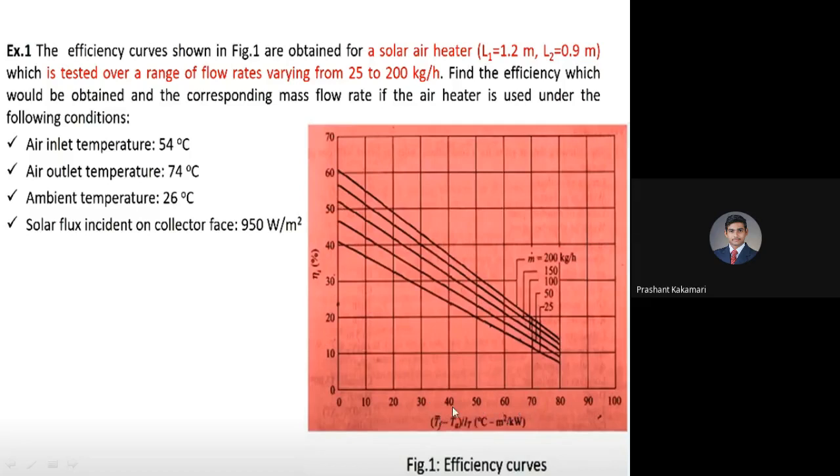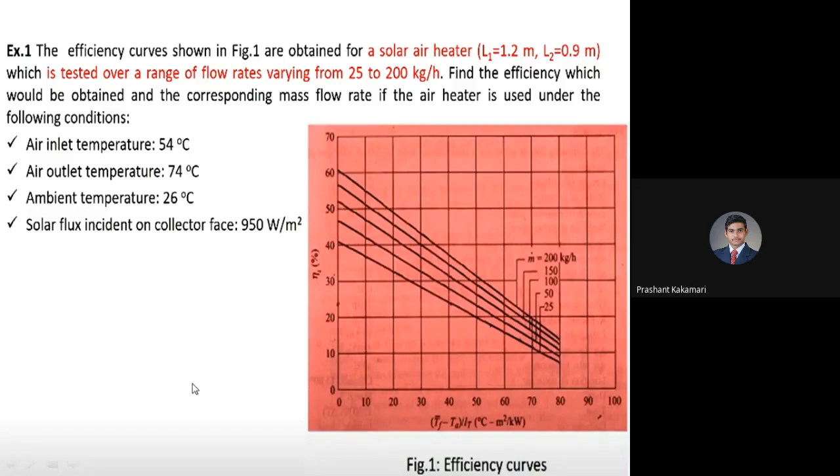So for a given value of this ratio, say for example, you may find out for 30 or 50 in between, or 40 if you say, what may be the efficiency at 40 if it is 25 kg per hour. So efficiency will be how much? It is around 25 or 24 percent efficiency.